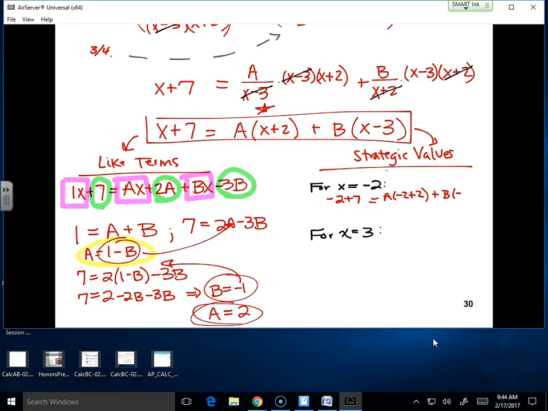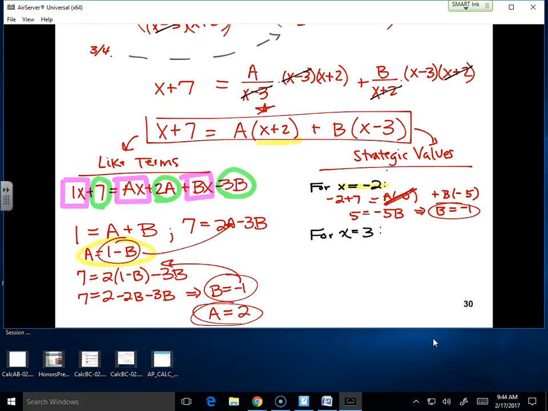Now hold on. Negative 2 plus 2. Isn't that just 0? Now what's negative 2 minus 3? Negative 5. Why was negative 2 so nice to plug in? What happens over here? The 0, that's where the value. So hold on. 5 equals negative 5B? Yep. So B equals negative 1? Oh, that's kind of spiffy. If I plug in a 0 of my factor up above for my strategic value, things simplify quite nicely.